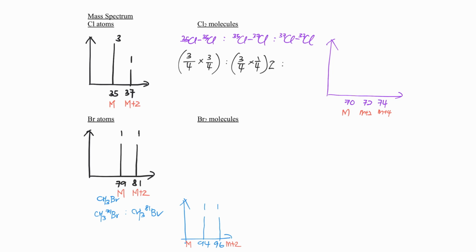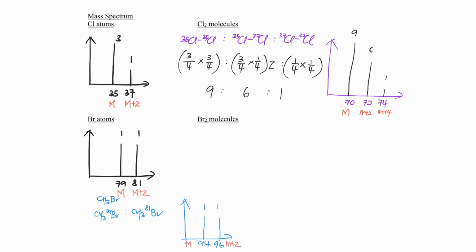Next, for 37 and 37 chlorine, we have 1 out of 4 and 1 out of 4. So the ratio of these 3 peaks goes 9, 6, 1. We have peaks with relative heights of 9, 6, and 1. These are the relative heights for the 3 peaks with 2 chlorine atoms in a molecule.